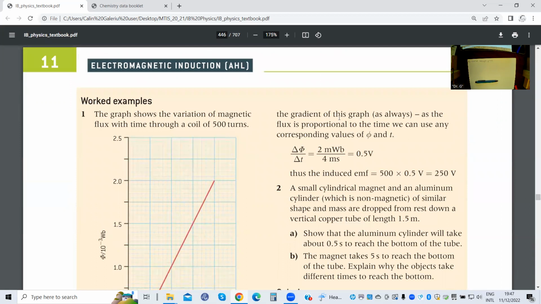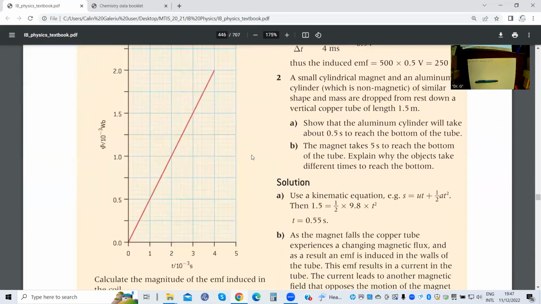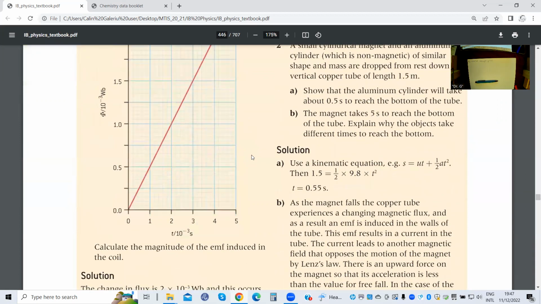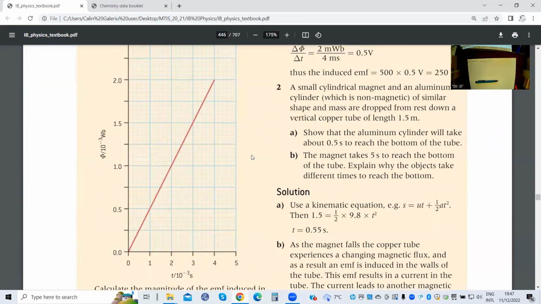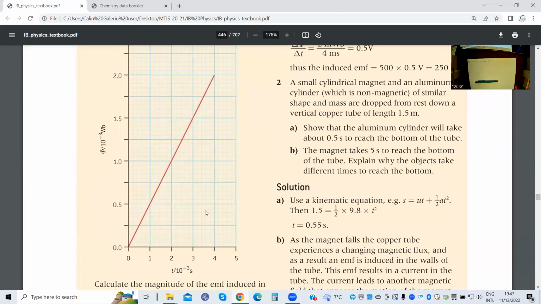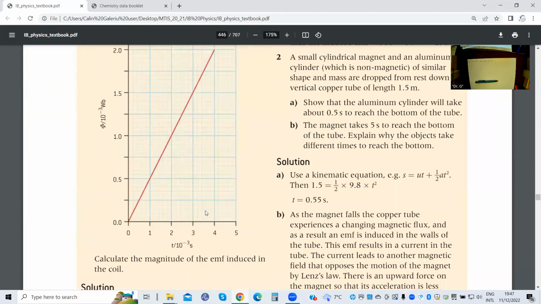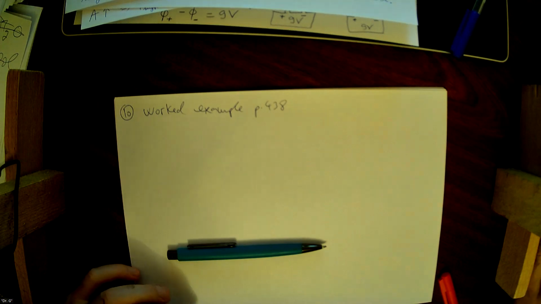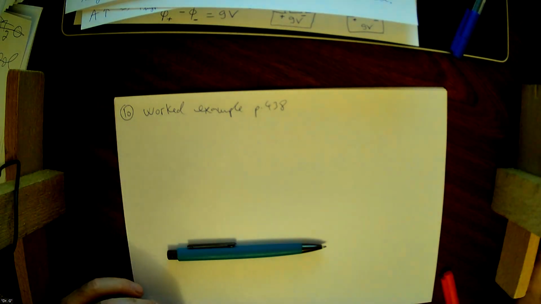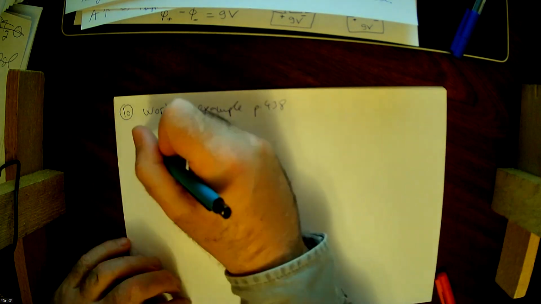So the graph shows the variation of magnetic flux with time through a coil of 500 turns. Calculate the magnitude of the EMF induced in the coil. How do we answer this question?